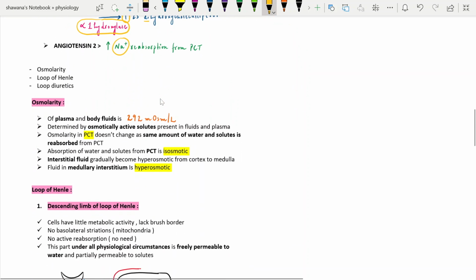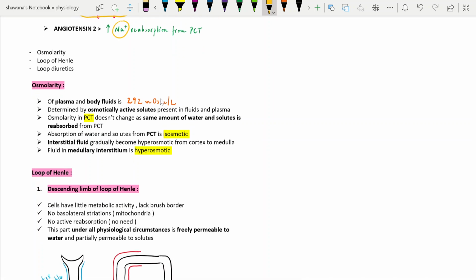We are discussing osmolarity here. What is osmolarity? Osmolarity is the concentration of the body fluids or plasma, and it is determined by the osmotically active solutes present in the fluids or plasma. It means that if solutes are more and the solvent is less, that environment will be called hyperosmolar. And in another environment, if the solvent, meaning water, is more, and solutes like chlorides, sodium, potassium, amino acids are less, that environment would be called hypoosmolar.